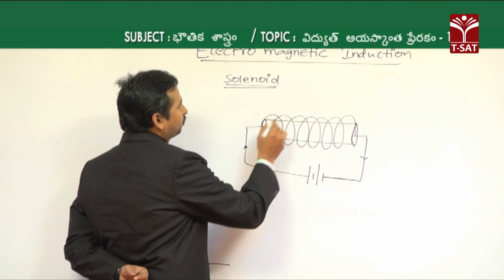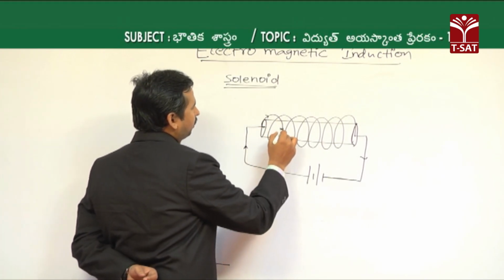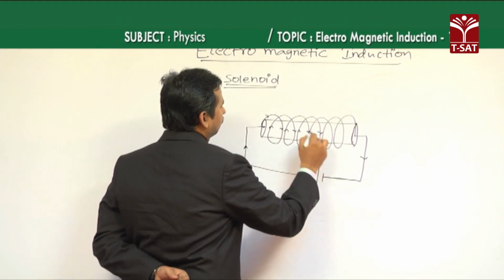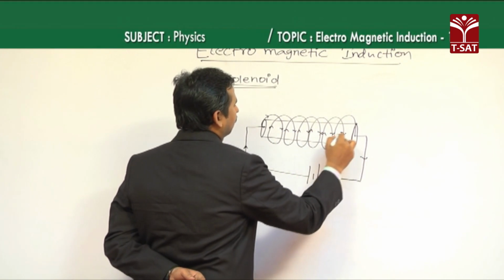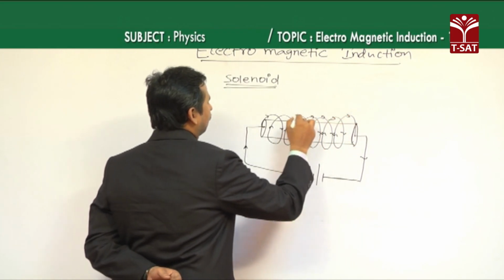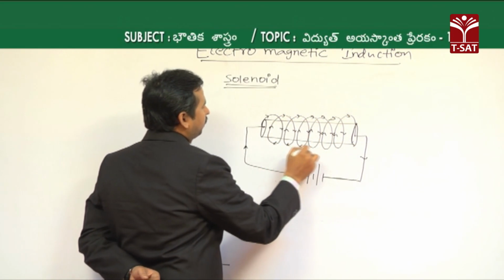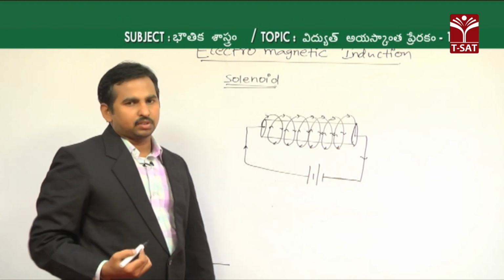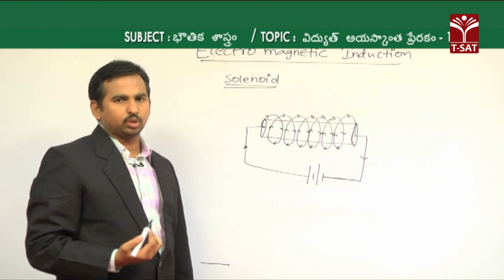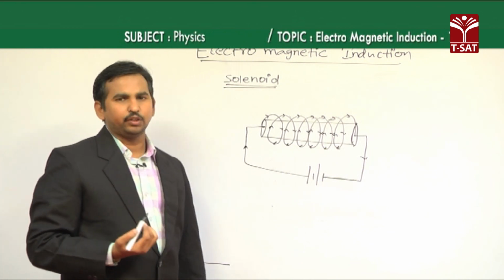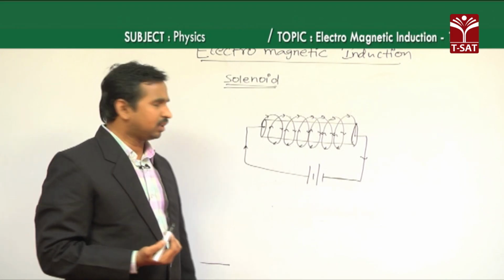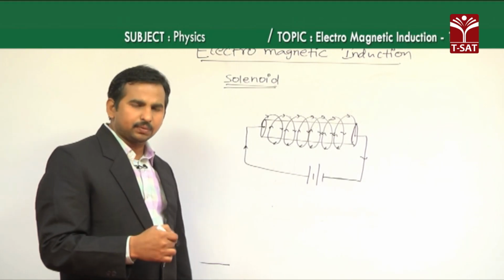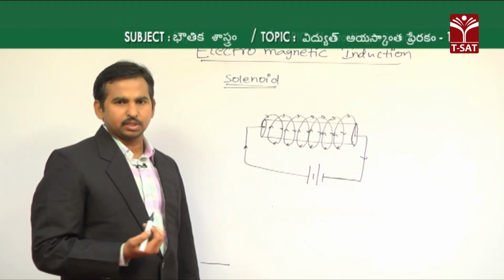Then the direction, if you observe here, in one case it is coming down, going up, again coming down, going up like this. And here the direction is like this. Here we have a number of turns. As there are more turns, the magnetic field strength is also greater, because the magnetic lines of force increase with the strength of the current as well as with the number of turns.